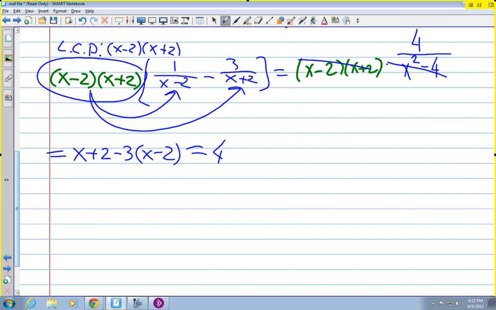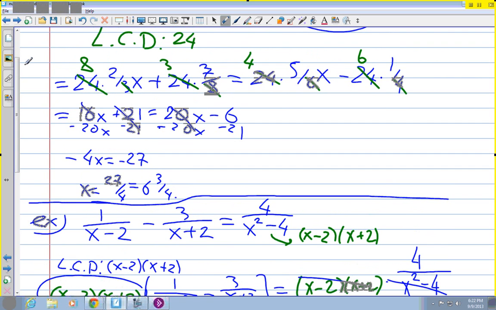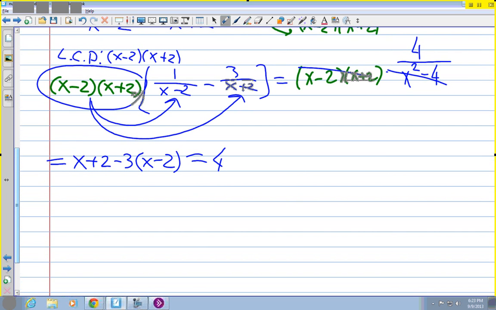Is that okay? Any questions on this? You see how that happened? I'm skipping that step that I did earlier when I wrote it out. But if you write it out like that, you will see how those denominators all go away. And now it's very much a linear equation, right, which is easy to solve.